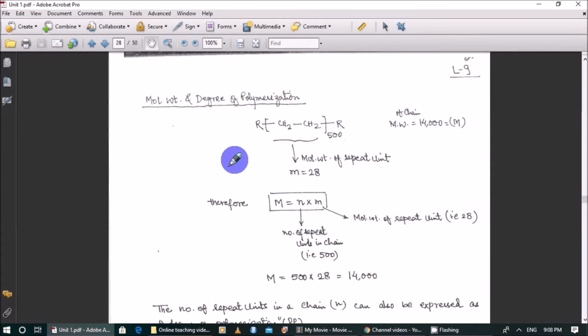Welcome to the ninth lecture of Polymer Science and Technology. Today we'll see the molecular weight and degree of polymerization.